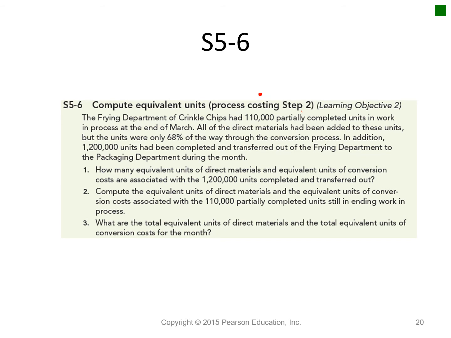It says, in addition, 1,200,000 units have been completed and transferred out to the packaging department during the month. So the questions they want us to deal with are, number 1, how many equivalent units of direct materials and equivalent units of conversion are associated with the 1,200,000 that were transferred out? Part 2 says compute the equivalent units of direct material and equivalent units of conversion associated with the 110,000 partially completed. And then part 3 says what are the total equivalent units of direct materials and total equivalent units of conversion for the month.